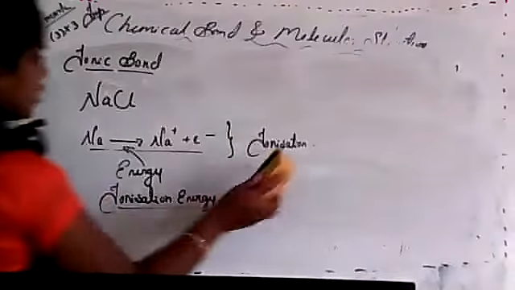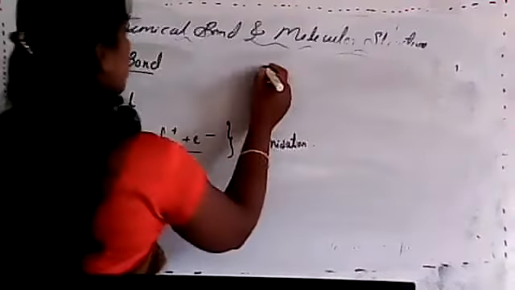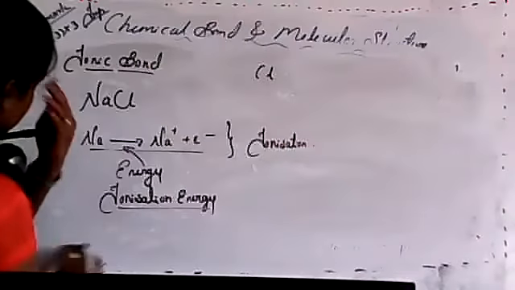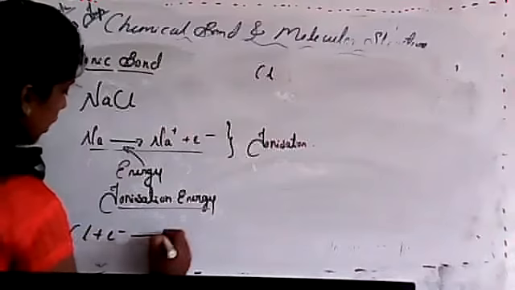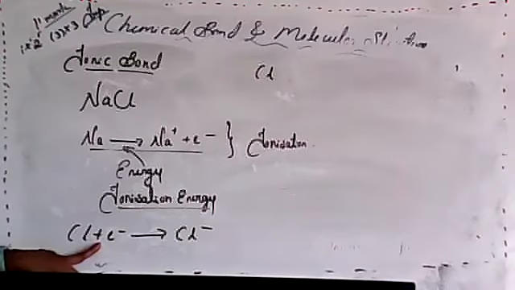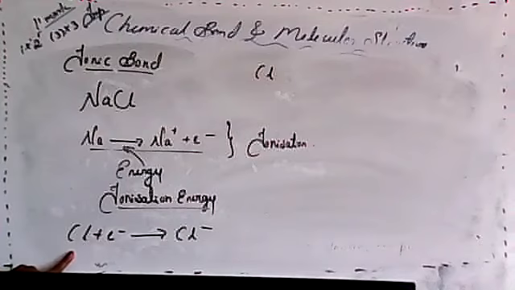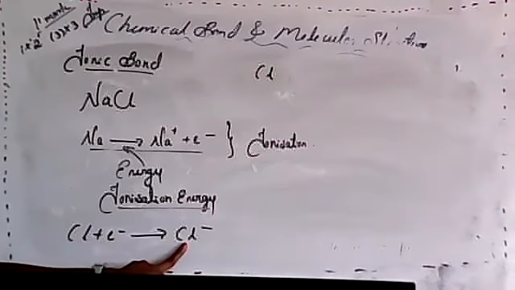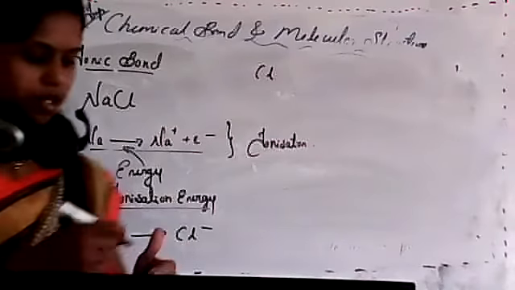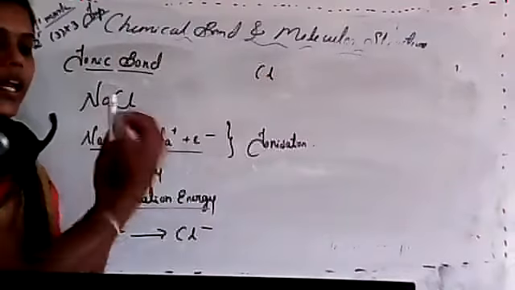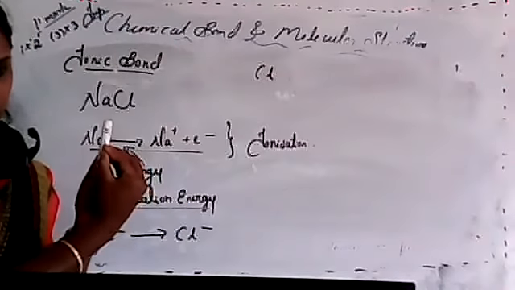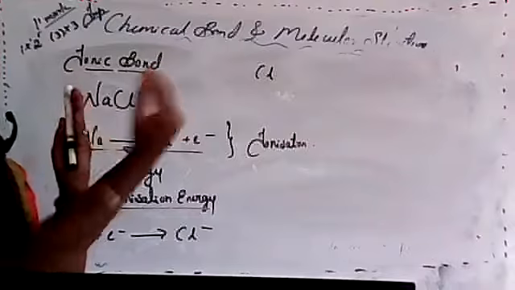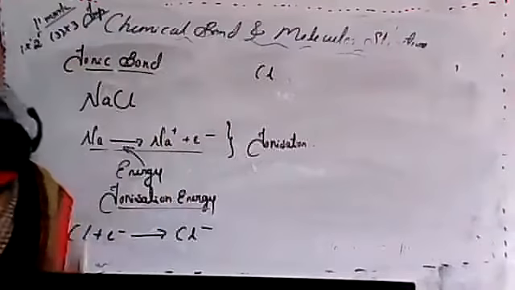Okay, next one is about Cl, isn't it? So I'll write here, Cl gains one electron to form Cl minus, isn't it, student? So now this is electron gained. So an electron was gained by Cl to form Cl minus. So whenever electrons enter a neutral atom, is energy lost or energy gained?